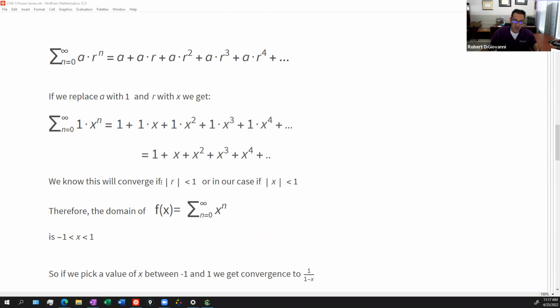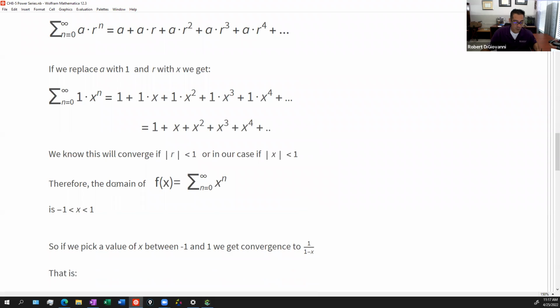We know this will converge if the absolute value of R is less than 1, but in our case, since we're using X instead of R, we need the absolute value of X less than 1. Therefore, the domain of this function, the only values of X that you could actually plug in that would make any sense, is values between -1 and 1, not including the endpoints. Okay.